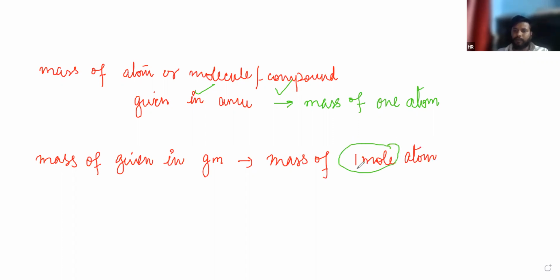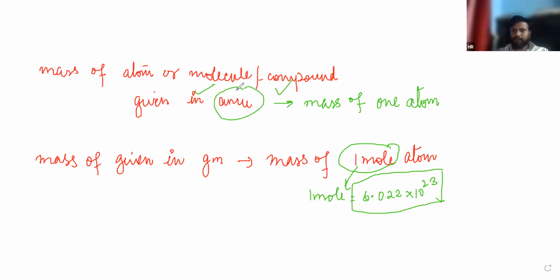Just see the difference. One mole equals how much? 6.022 into 10 raised to the power 23. And what does AMU mean? Mass of a single atom. If mass is given in AMU, that means the mass of a single atom, molecule, or compound. And if it is given in gram, that means the mass of one mole of atoms, one mole of molecules, or one mole of compound. This is the difference, but numerically they are equal.